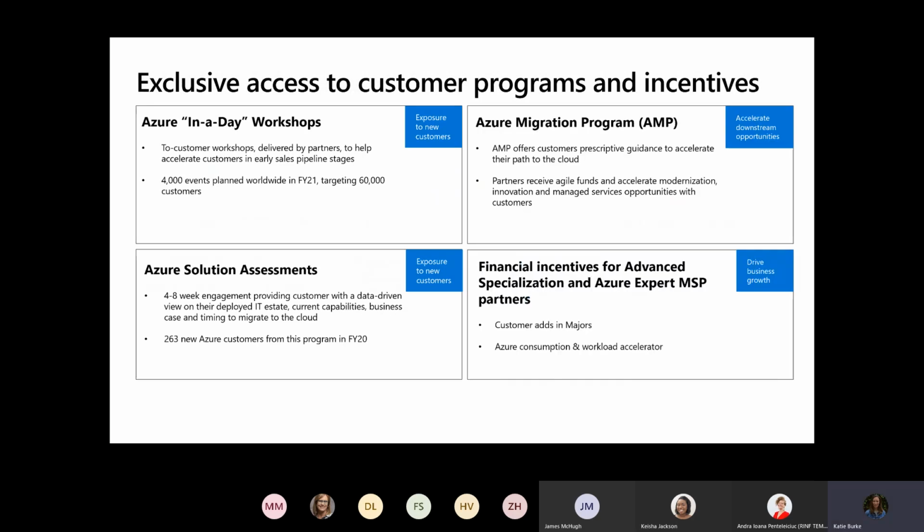So some of those exclusive access offers are the Azure in-a-day workshops, which are 2 customer workshops delivered by partners. The Azure solution assessments, which are very data-driven, looking at those current capabilities. Participation in programs like Azure Migration Program, which is a customer-facing program to help them with their migration needs. A partner needs an advanced specialization in order to qualify and be able to receive those funds. And then we also have incentives that apply both to our advanced specializations and partners who earn Azure Expert MSP status.